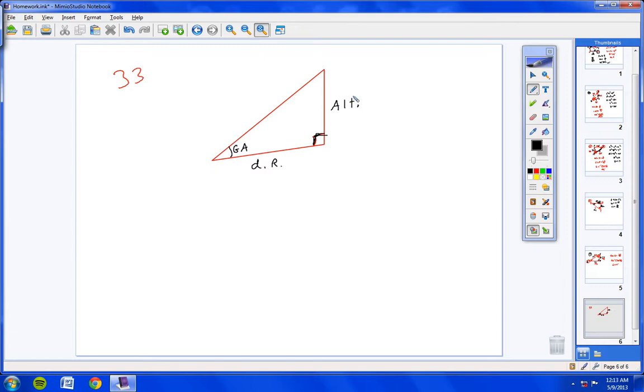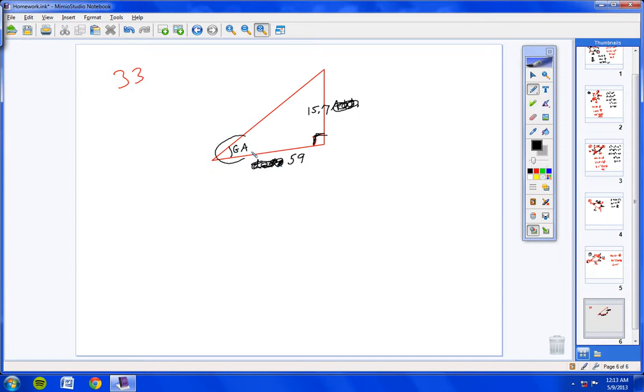Now let's read the problem. When the shuttle's altitude is about 15.7 miles, so I'm going to stop right here. The altitude is 15.7. Its horizontal distance to the runway is about 59 miles. So I'm going to cross this off right here, and I'm going to put 59 for this. Okay? So they've given us the altitude. They've given us the distance of the runway. Find the measure of the glide angle.